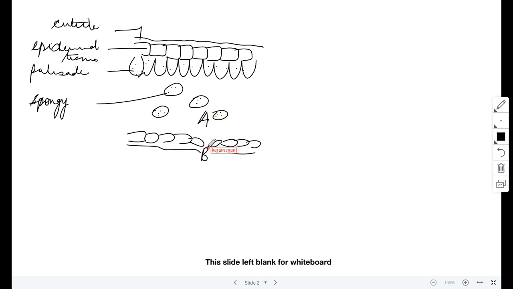Now use words from the box to name two tissues in the leaf that transport substances around the plant. The options are epidermis, mesophyll, phloem, xylem. Xylem and phloem. See, they are not asking you a direct question like "name two transport systems of plant", but the answers are quite clear if your basics are clear.